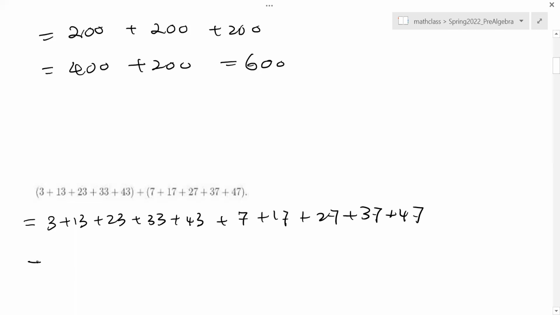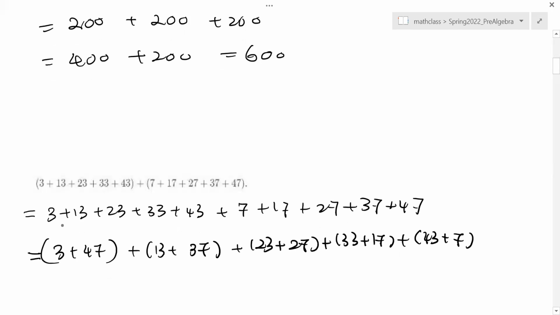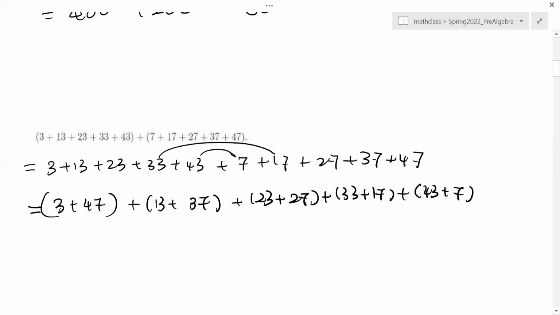Okay, and then you will see that you can always do this: the first number with the last number, like 3 plus 47, and then 13 plus 37, 23 plus 27, 33 plus 17, and 43 plus 7. If you group in that way, it will be very nice. It's going to be 50 plus 50 plus 50 plus 50, and how many 50s are there? 5 of them.